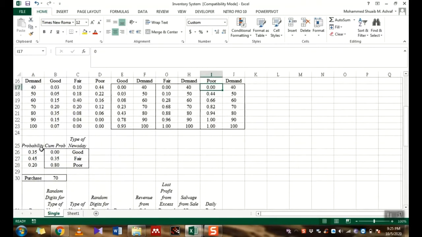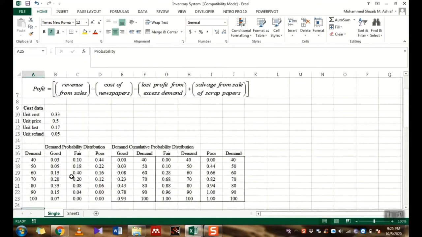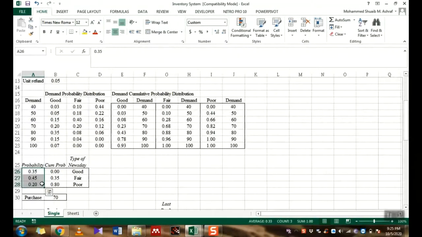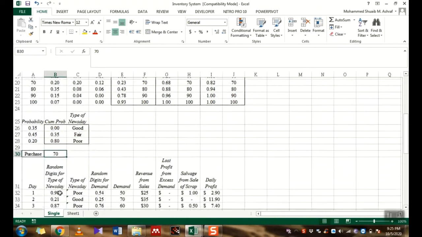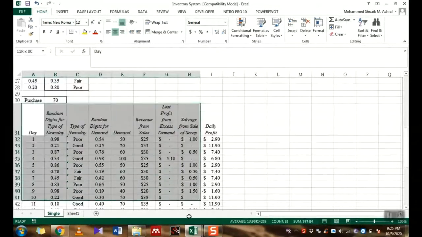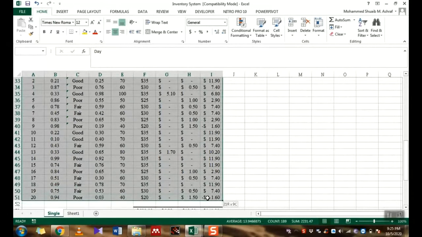Now in this table for the type of news day, probabilities are given, and we have computed the cumulative probability distribution starting with 0. This value will be this plus this, and this value will be this plus this. This is the type of news day: good, fair, poor. Newspaper purchase is 70. This is the simulation table we have to generate for 20 days.